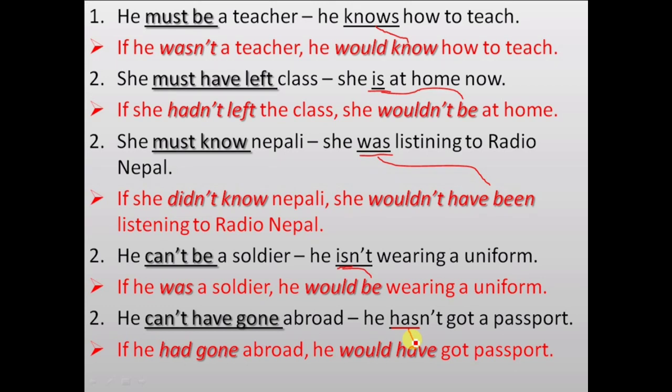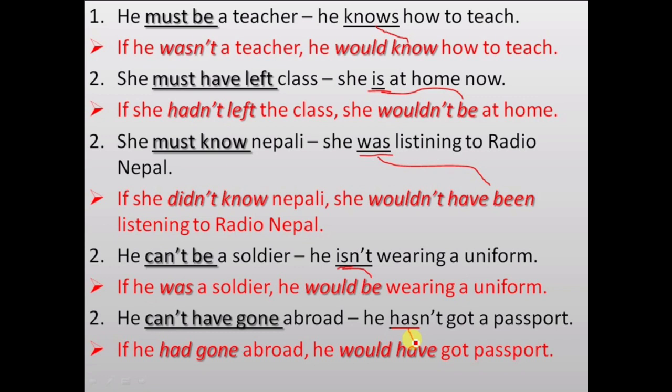Let's read the complete sentence. He must be a teacher. He knows how to teach. If he was not a teacher, he would not know how to teach. Here not is left. Please write it down. She must have left the class because she is at home now. If she had not left the class, she would not be at home now. She must know Nepali because she was listening to Radio Nepal. If she didn't know Nepali, she would not have been listening to the radio Nepal.